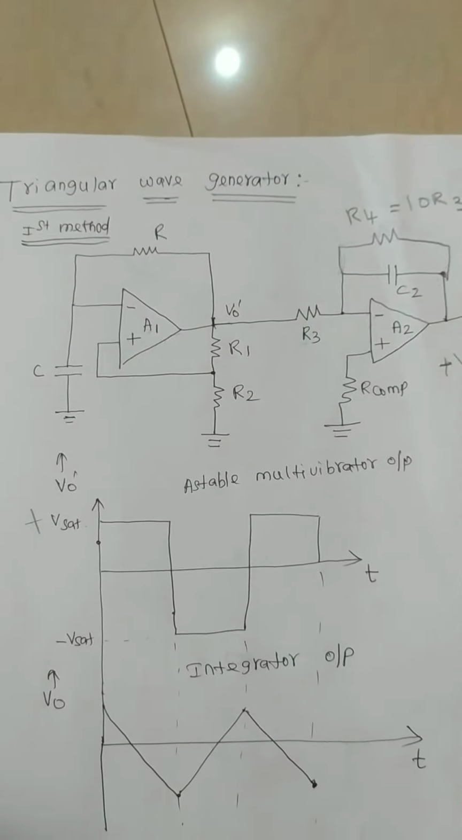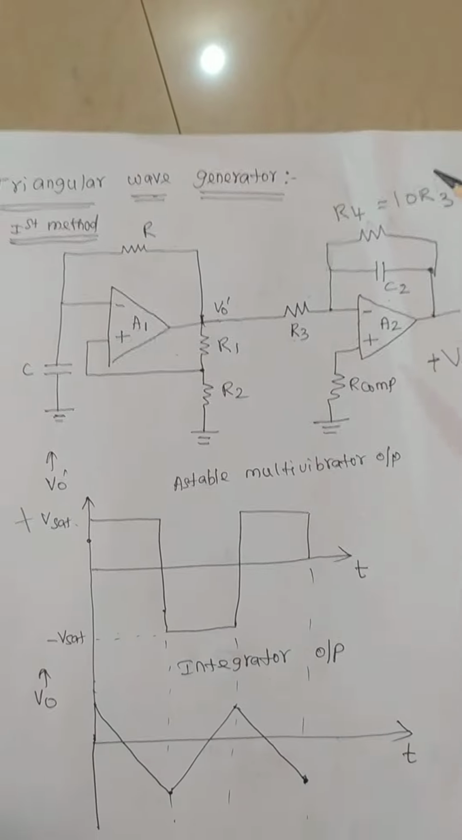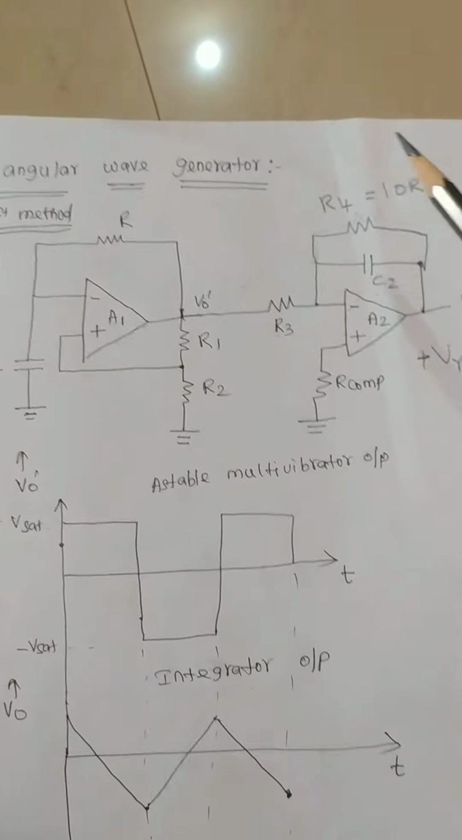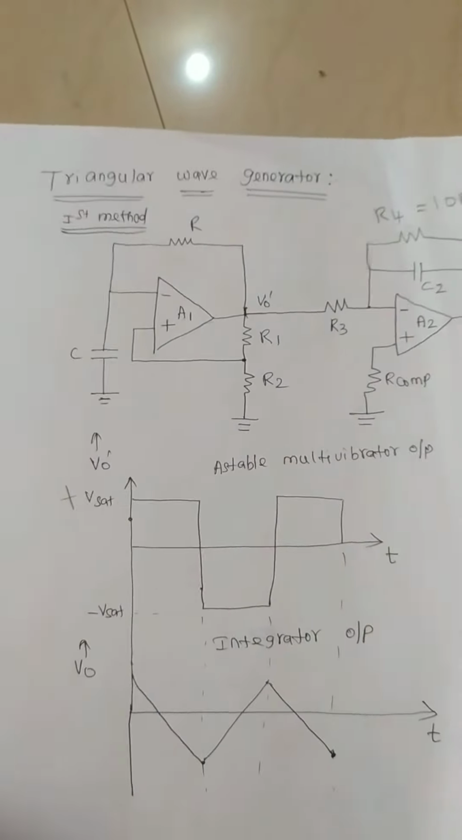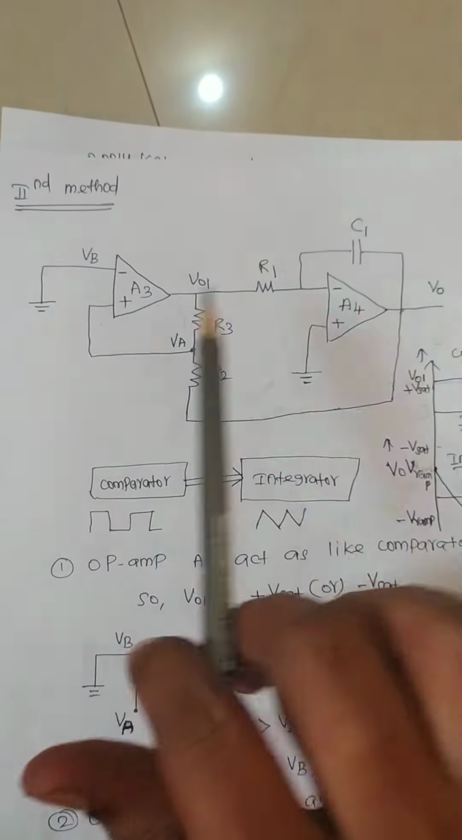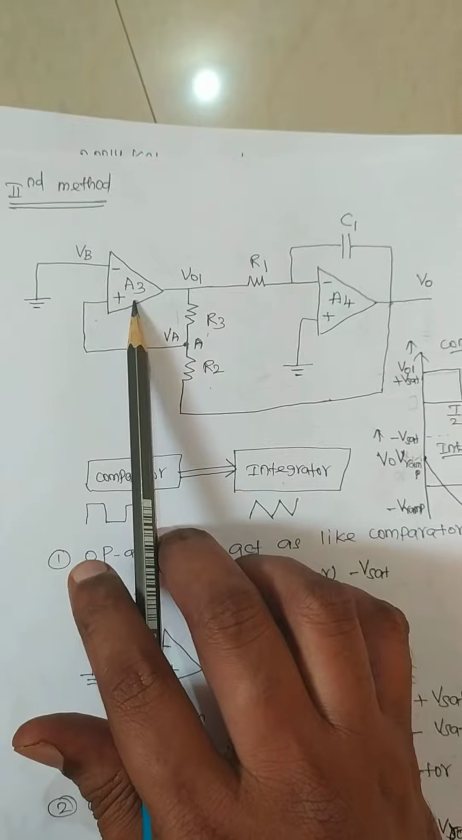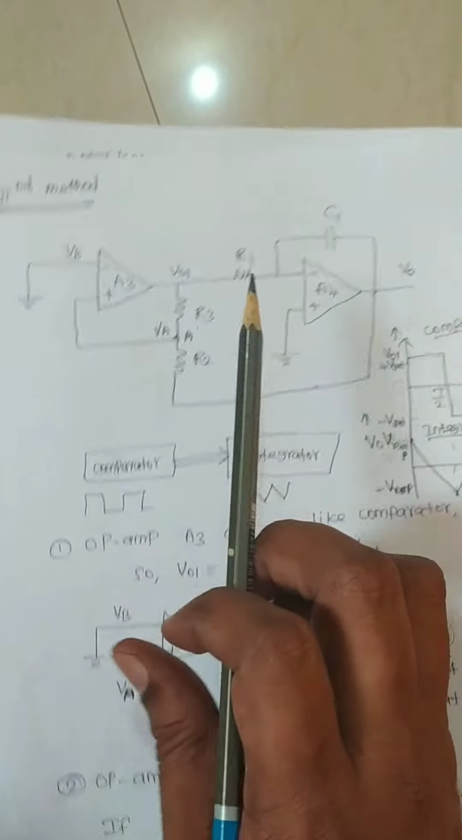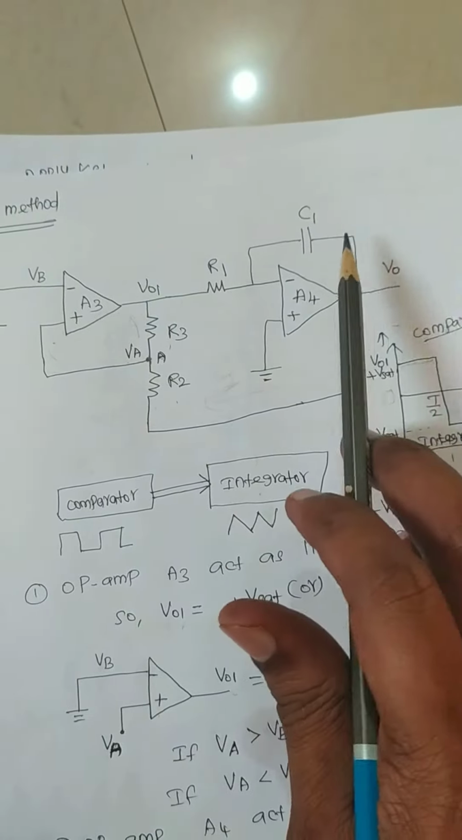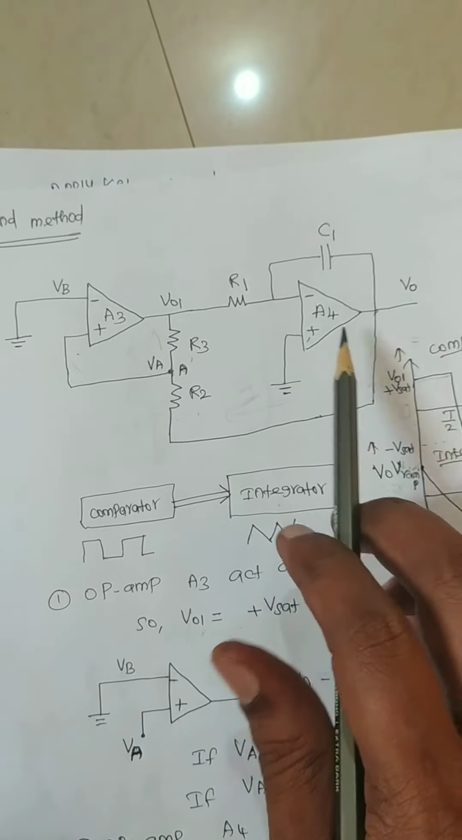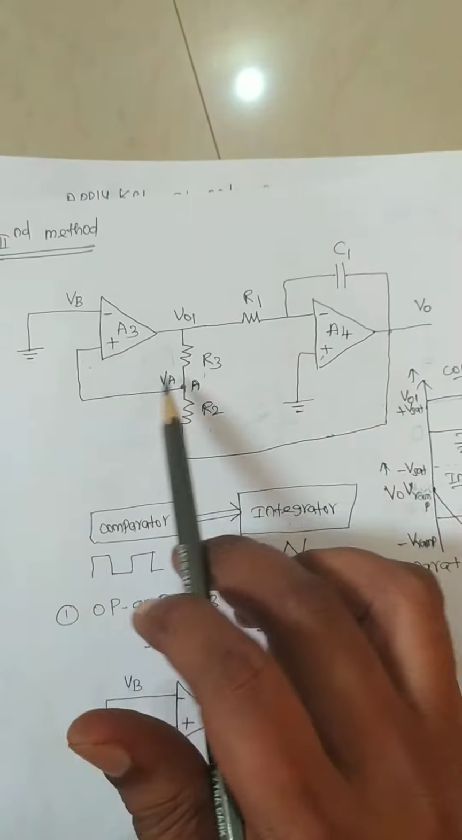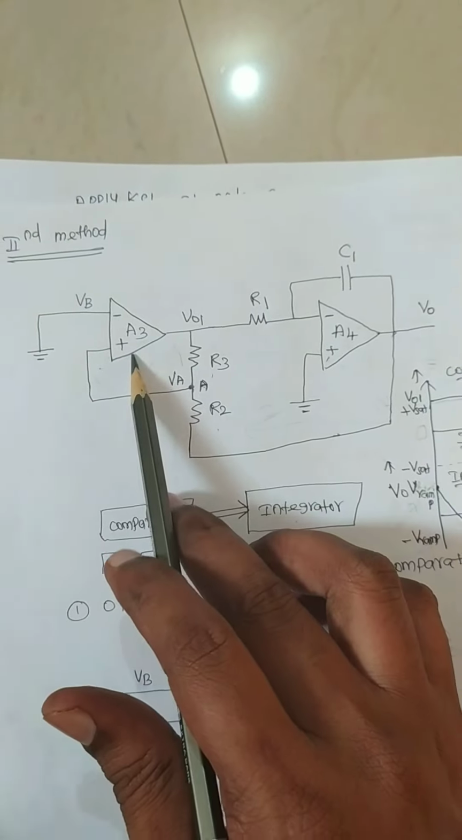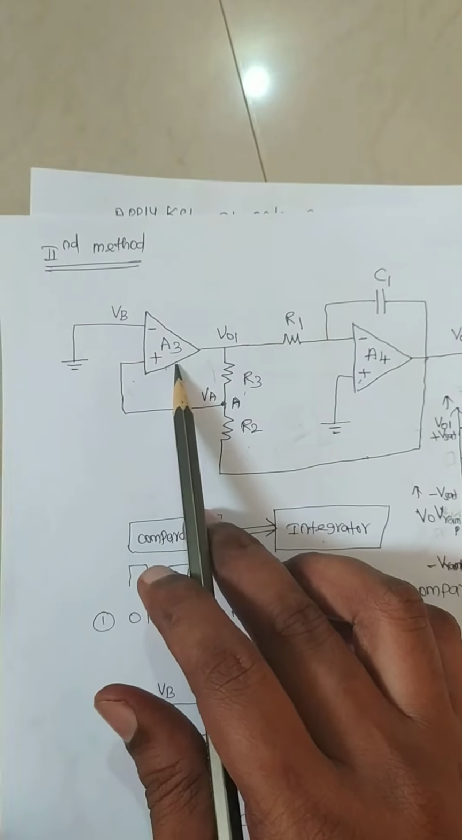Actually in the first method we use a larger number of components. In the second method we use fewer components. That is why we go for the second method. In the second method we use two op amps, A3 and A4. Op amp A3 acts as a Schmitt trigger, and op amp A4 acts as an integrator.